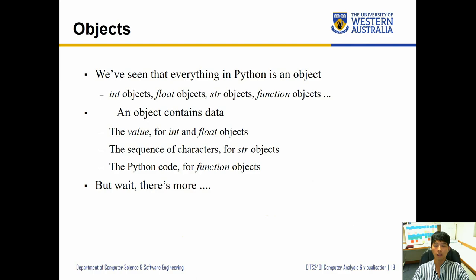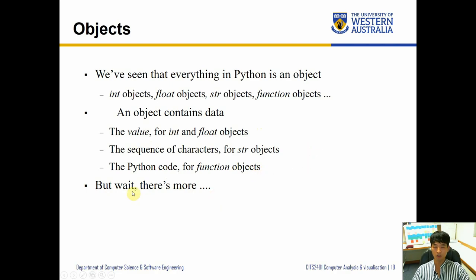Okay. And last for this video, objects. We've seen that everything in Python is objects. I've been mentioning these are objects and whatnot from when we started with the introduction to Python video. Basically, everything is stored as objects in Python. Python is an object-oriented programming language. And each object will contain data: the value for int and float objects, a sequence of characters for string objects, the Python code for the function objects, etc.